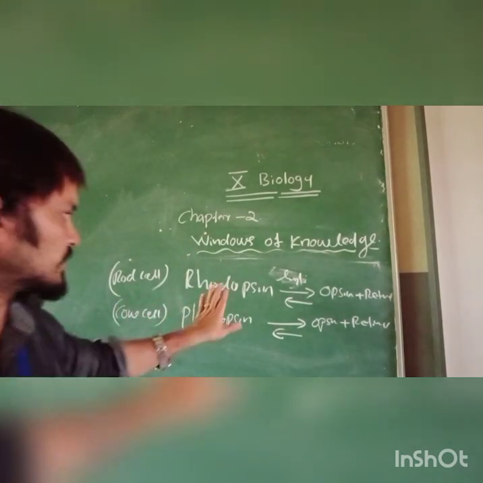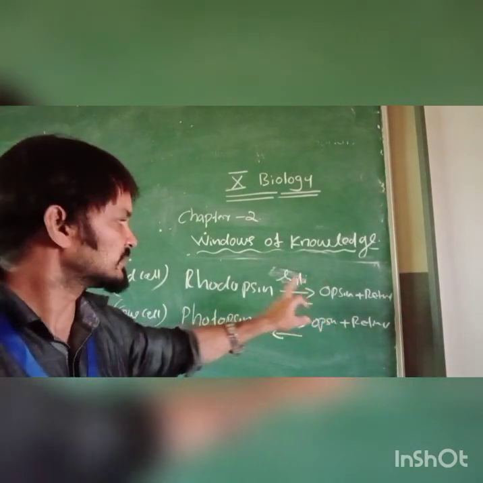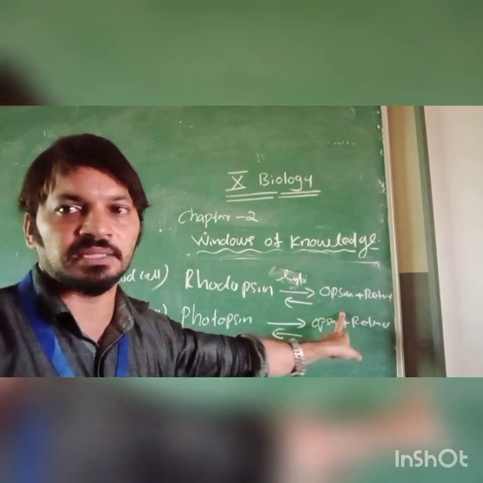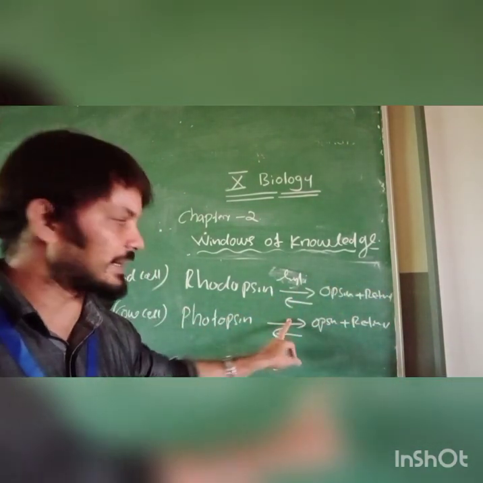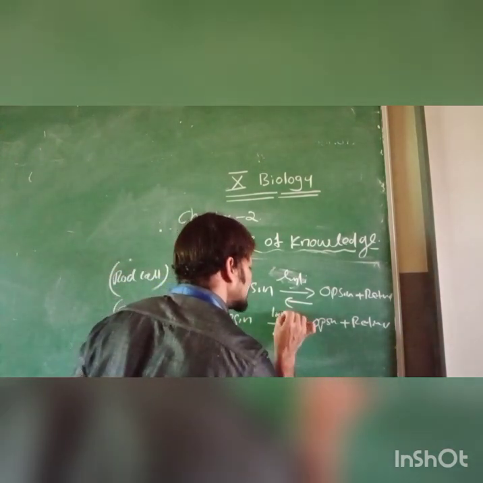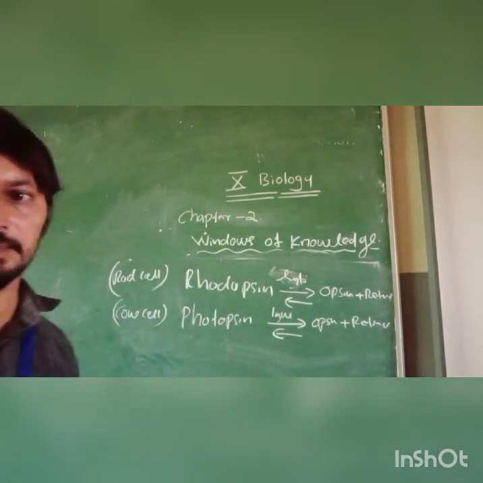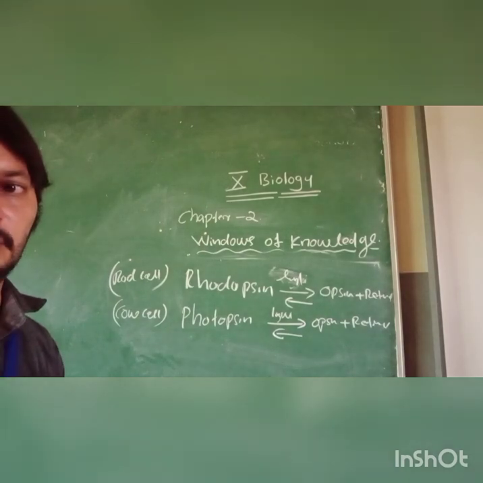We'll ask this in the examination: rhodopsin, dash, here light, here opsin and retinal. Similarly, photopsin, dash, here light, opsin and retinal. Understood now? This is how to write and take.